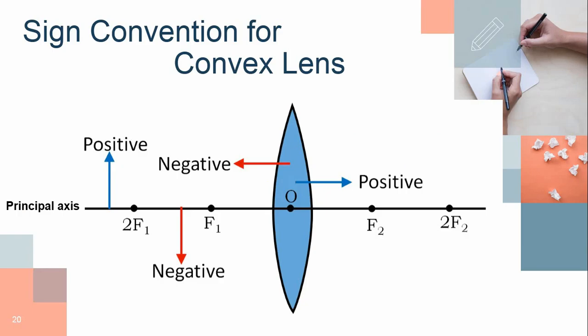First, we discuss sign convention for convex lens. All the distances measured from the optical center of a lens to the left side are considered negative. Left side of the lens is measured as a negative value, and all the distances measured from the optical center of the lens to the right side will be considered positive. That means the right side of the lens we consider positive. Above the principal axis we take a positive value, and below the principal axis we take a negative value.